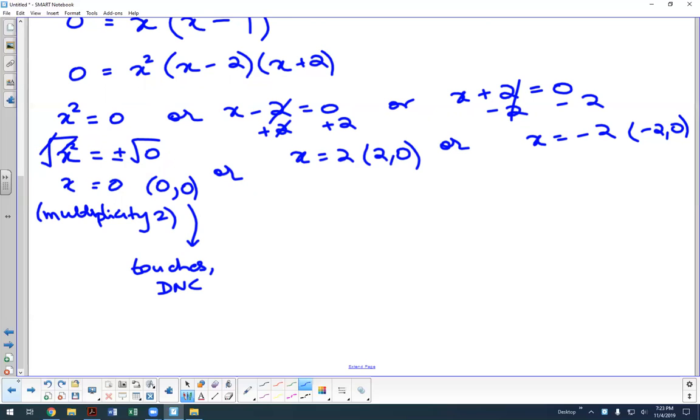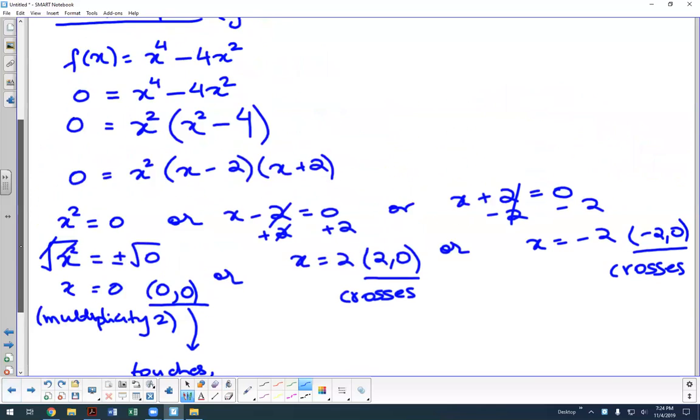At x equals 2, what kind of multiplicity does that have? 1. So that means our graph is crossing at 2, 0. All right, very good. And at negative 2, same thing, multiplicity of 1. So again, it crosses. So at 2 and negative 2 it is going to cross, at 0, 0 it is going to touch but not cross. All right, so that's your behavior at the x-intercepts.